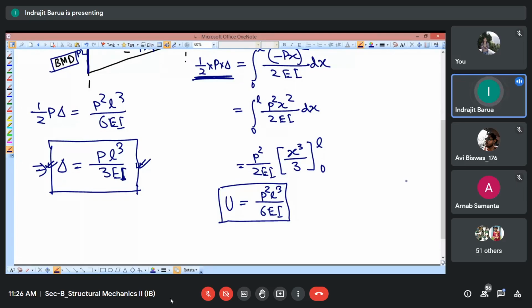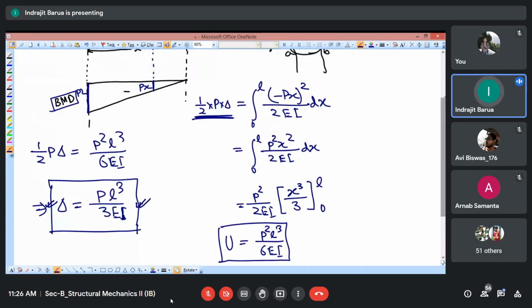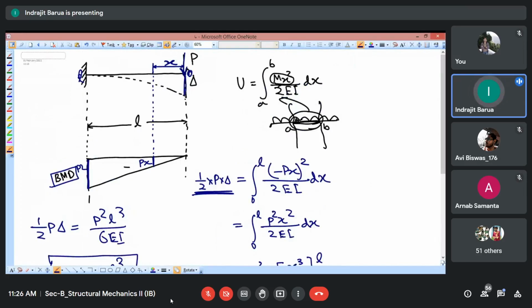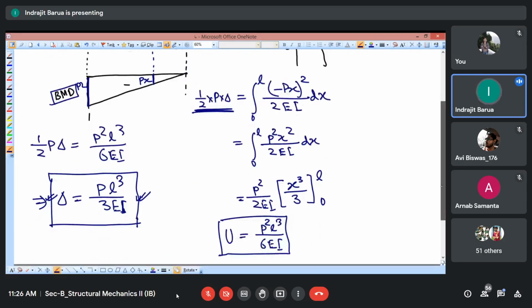So delta you can get directly. If we have a cantilever beam of length L, and at the free end a concentrated load P acting just like in this picture, then the maximum deflection at the free end has the expression PL cube by 3EI. Okay, so that's it. Sir, for this expression, the delta expression only shows the maximum deflection.